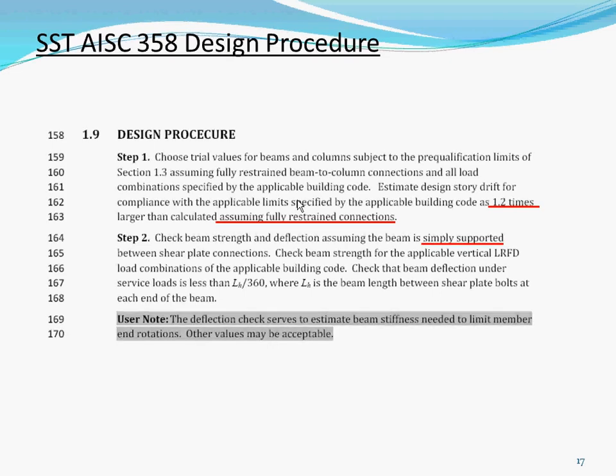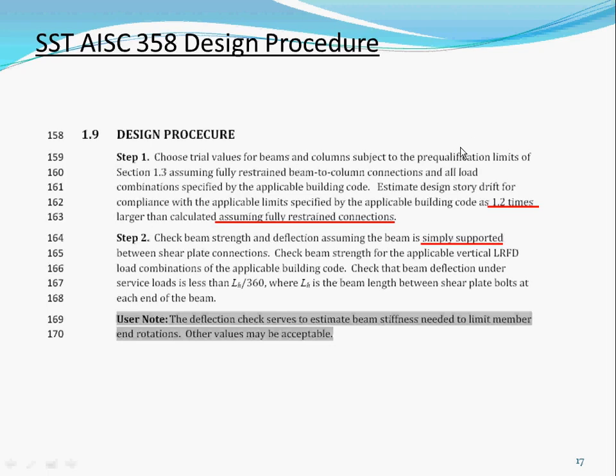What they say is, okay, choose a trial beam and column subjected to the qualification limits, assuming a fully restrained beam column connection. Why is that? If they have not used our connection, they don't have a K value to go with yet in the beginning. So we're just telling them, okay, just do it like you always been doing, just without having to consider that.